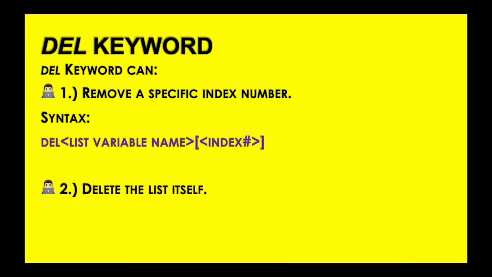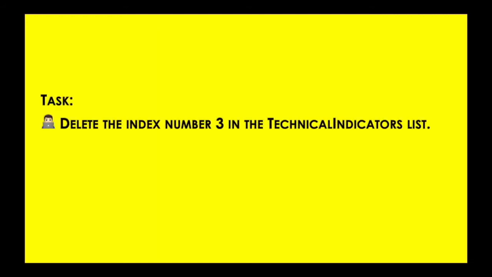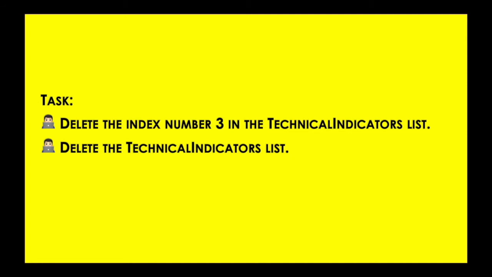For the second function, our del keyword can delete the list itself. So the whole technical indicators list will now be deleted. For the syntax, just write del again in lowercase, then write the list variable name. So let's have our task. Let's delete the index number 3 in the technical indicators list. And for the second task, we should delete the technical indicators list itself. So first, let's do the first task, which is to delete index number 3.